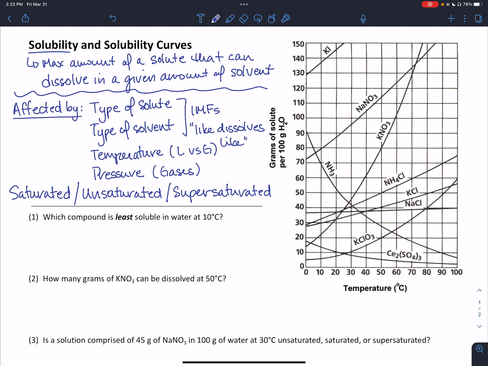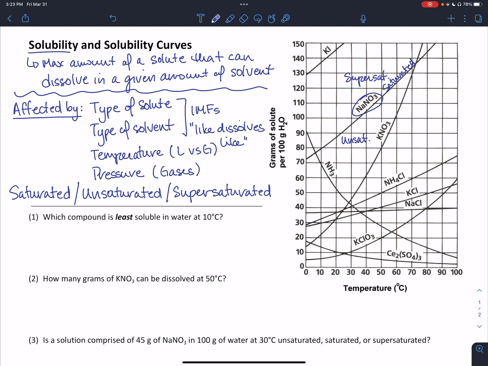So what do we do in terms of the curve? In general, I'm just going to look at NaNO3. If you're above the curve, then you are supersaturated. If you are below the curve, you are unsaturated. And if you're on the curve, you are saturated.